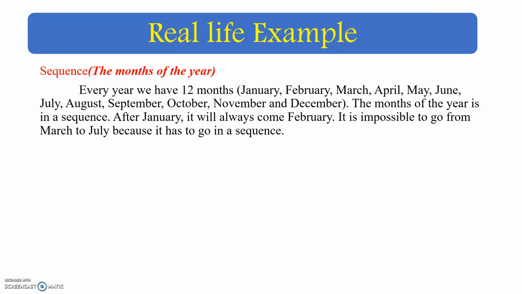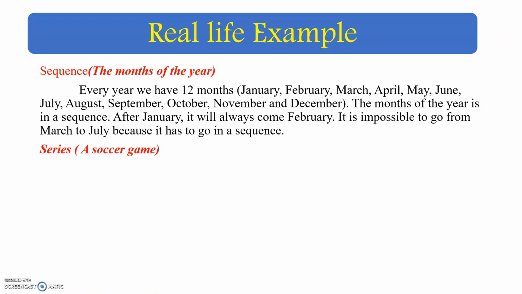After January it will always be February, no other month will come. It is impossible to go from March to July, because it has to go in sequence. So sequence means a collection of elements that must follow some order. This is called a sequence, and this is the best example for a sequence.